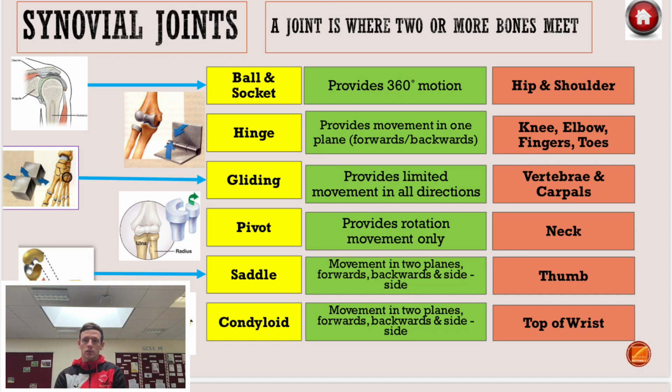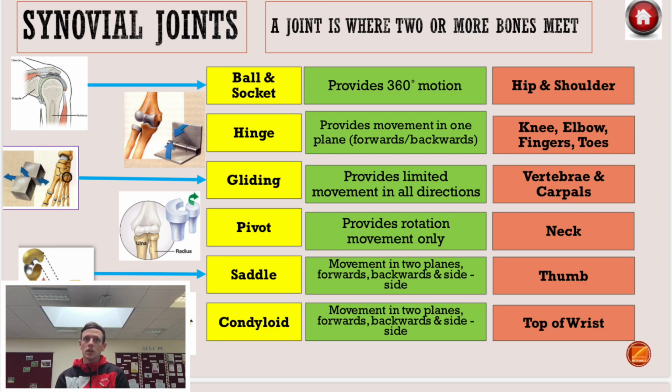So, first type of joint, you'll see them on your screen. The first type of joint is a ball and socket joint. Your ball and socket joint provides 360 degrees worth of motion, and it can happen at your hip or your shoulder. Your next one is the hinge joint. A hinge joint could be at your elbow or your knee. They're the easiest examples to remember. It provides movement like a door in one plane. It can go forwards or backwards.